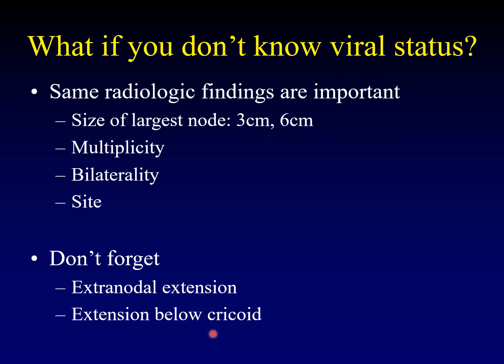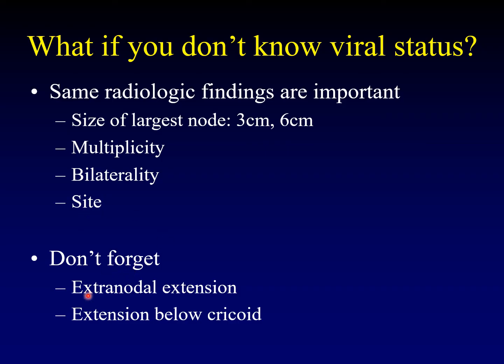So what do you do if you don't know the viral status? Because sometimes you don't get that history as you create your report. Well, the same radiologic findings are important regardless. The size of the largest node with cutoffs of 3 centimeters and 6 centimeters, multiplicity on one side of the neck, bilaterality, the site, using those surgical levels of 1 through 6, and the sites of additional nodes, like retropharyngeal nodes.